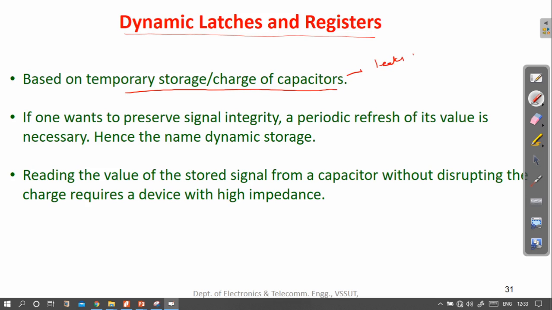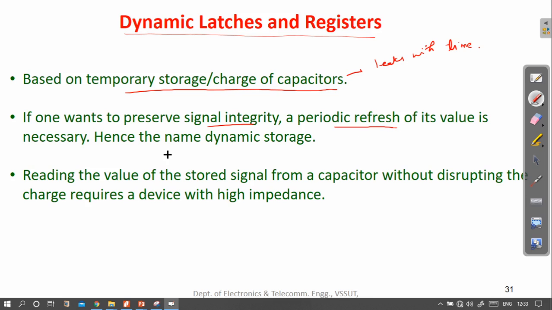But there is an issue that the capacitor charge leaks with time because of leakage currents and subthreshold currents. We know this thing. So if one wants to preserve signal integrity, a periodic refresh of its value is necessary. So refreshment is to be provided for the capacitors so that they can retain their values.